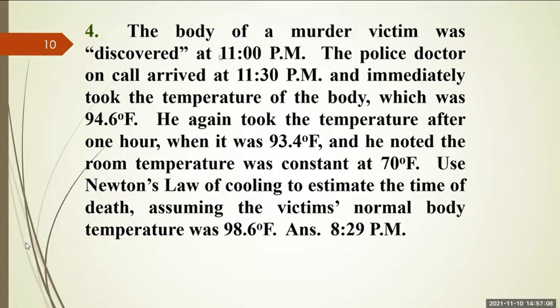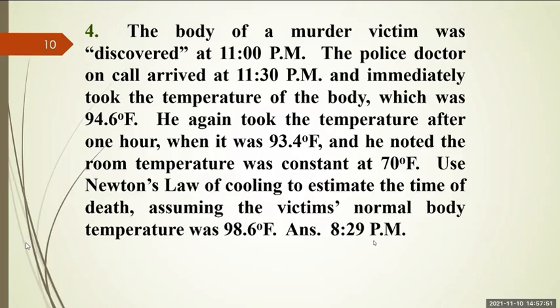The body of a murder victim was discovered at 11 p.m. The police doctor on call arrived at 11:30 p.m. and immediately took the temperature of the body, which was 94.6 degrees Fahrenheit. He again took the temperature after 1 hour, when it was 93.4 degrees Fahrenheit. And he noted that the room temperature was constant at 70 degrees Fahrenheit. Use Newton's law of cooling to estimate the time of death, assuming that the victim's normal body temperature was 98.6 degrees. So there's a lot given.